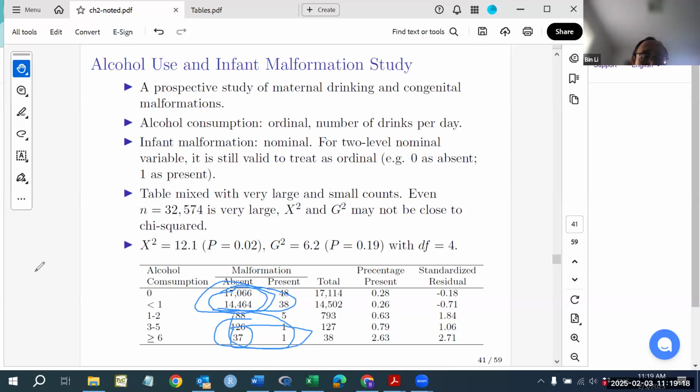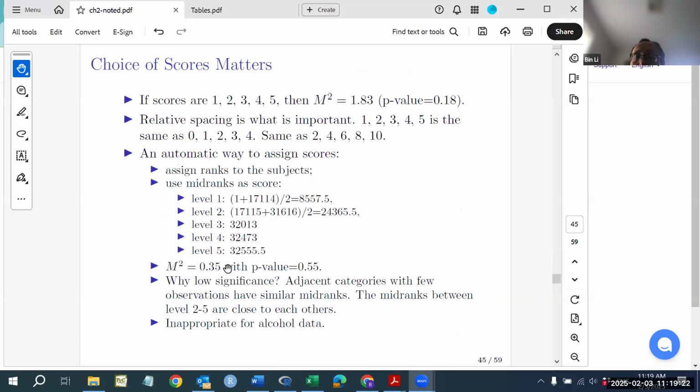Okay, so play with this. Find these numbers after class and think about it, and you can easily understand. So choosing an appropriate score is really important here. If you don't choose it wisely, you probably cannot identify the treatment effect. You probably cannot identify the linear trend effect, especially for this case, which is imbalanced.